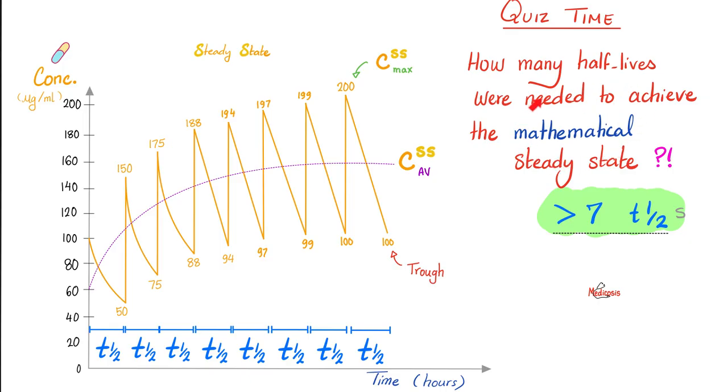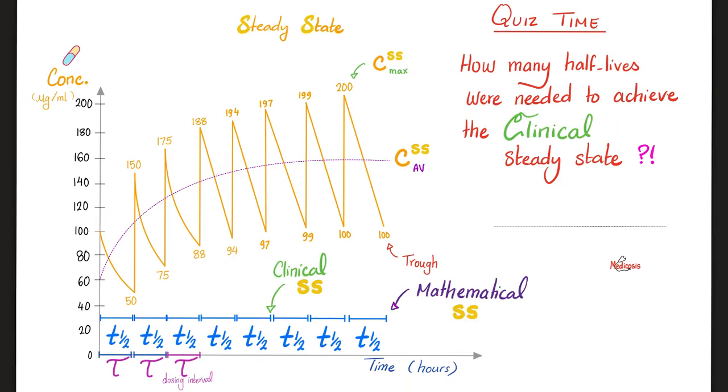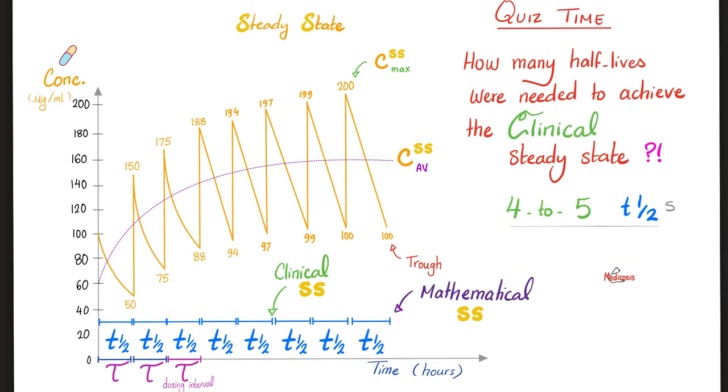This is for the math nerd. But doctors are not math nerds. We're just trying to help flesh and blood human beings in real life. So please calculate the clinical steady state. And the answer is 4 to 5 half-lives. Let me prove it to you. Here's the first dose, and then the second dose, third dose, fourth dose, fifth dose.